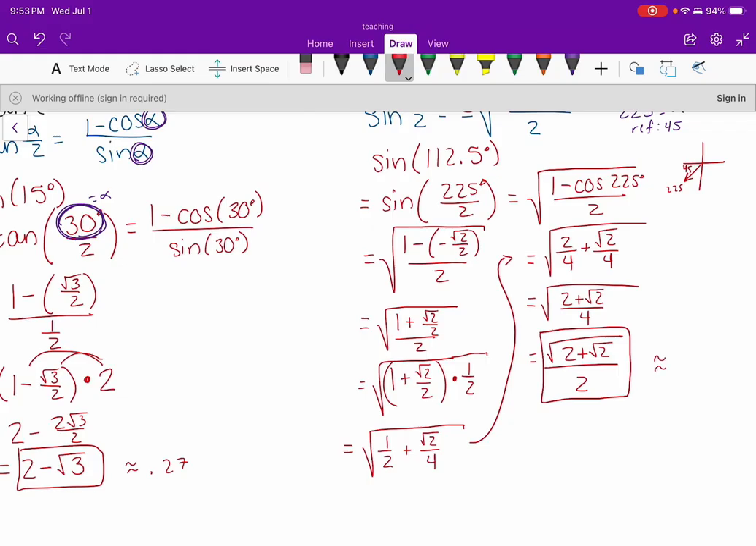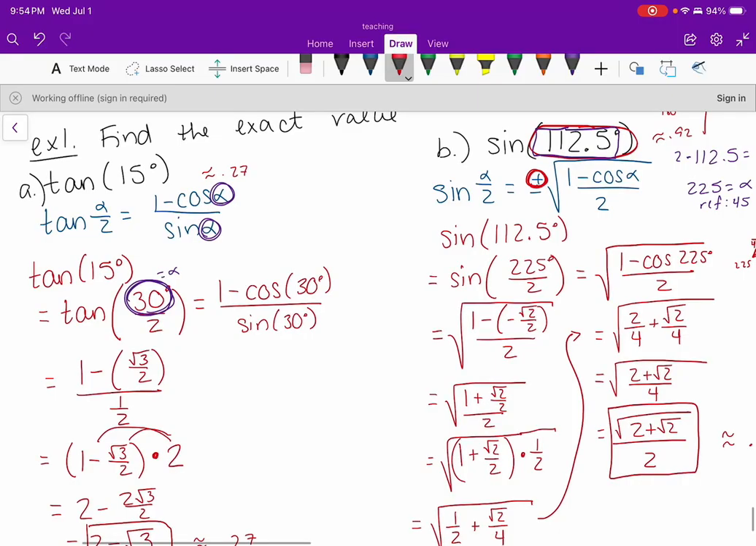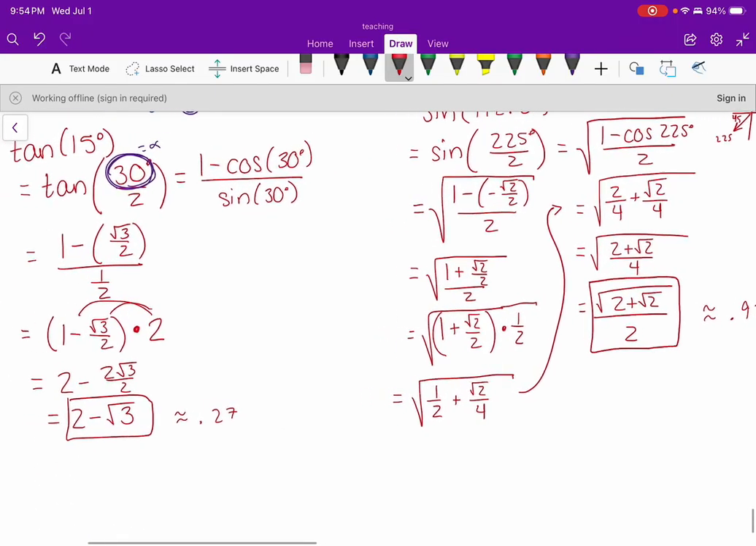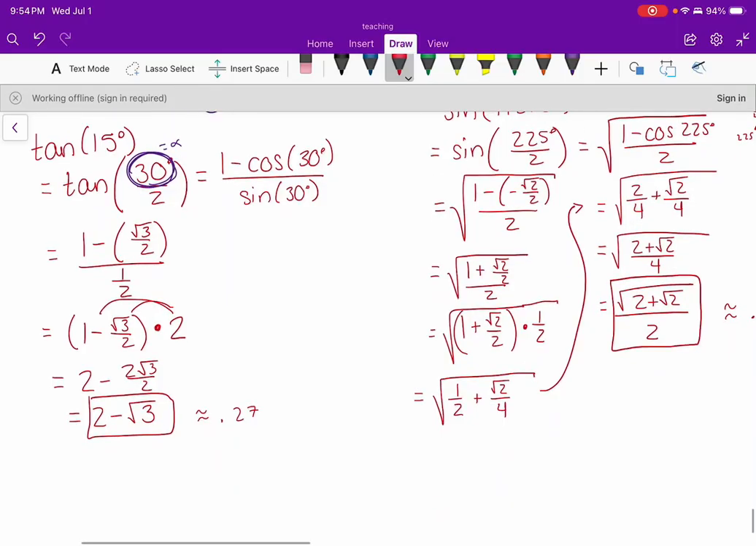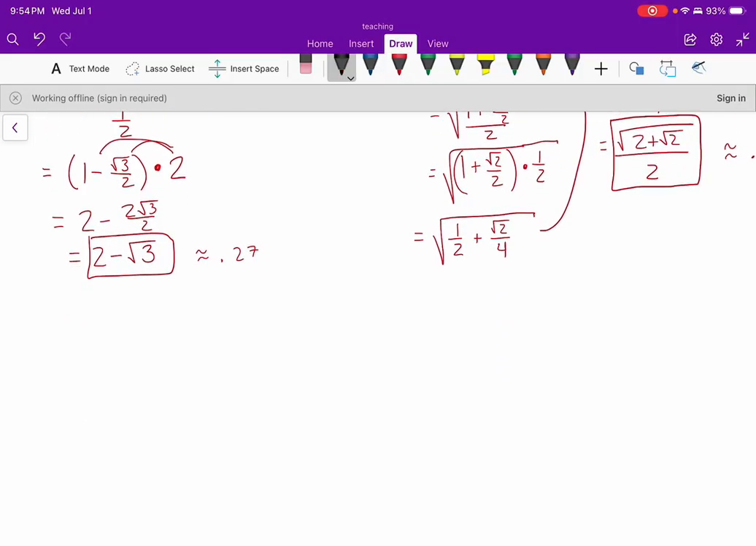And just to type this in my calculator, I get 0.92. And if I type in sine of 112.5, I also get 0.92. So that means that my answer is correct. I always do recommend trying to just type it in and make sure that your work is correct there. If you're getting different values, then you've definitely made a mistake somewhere.